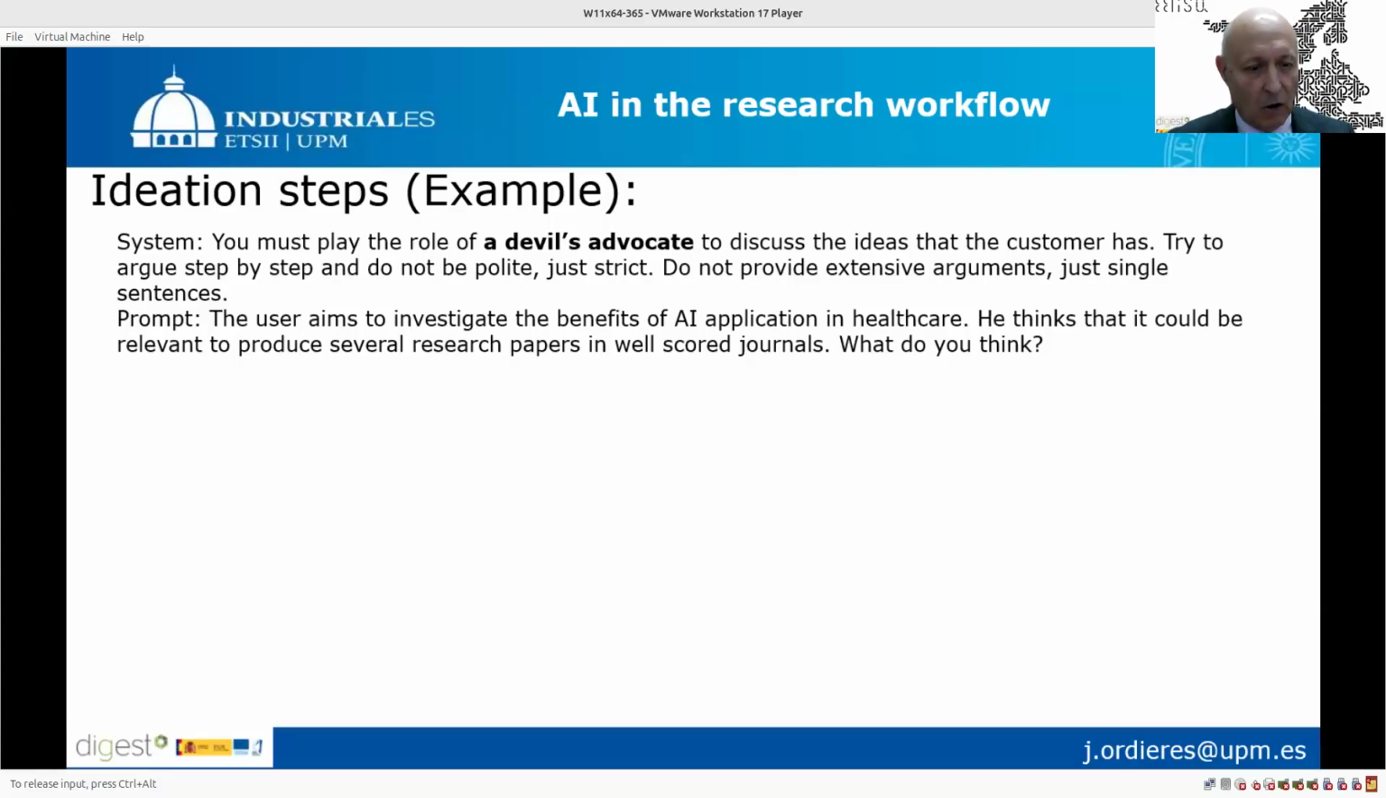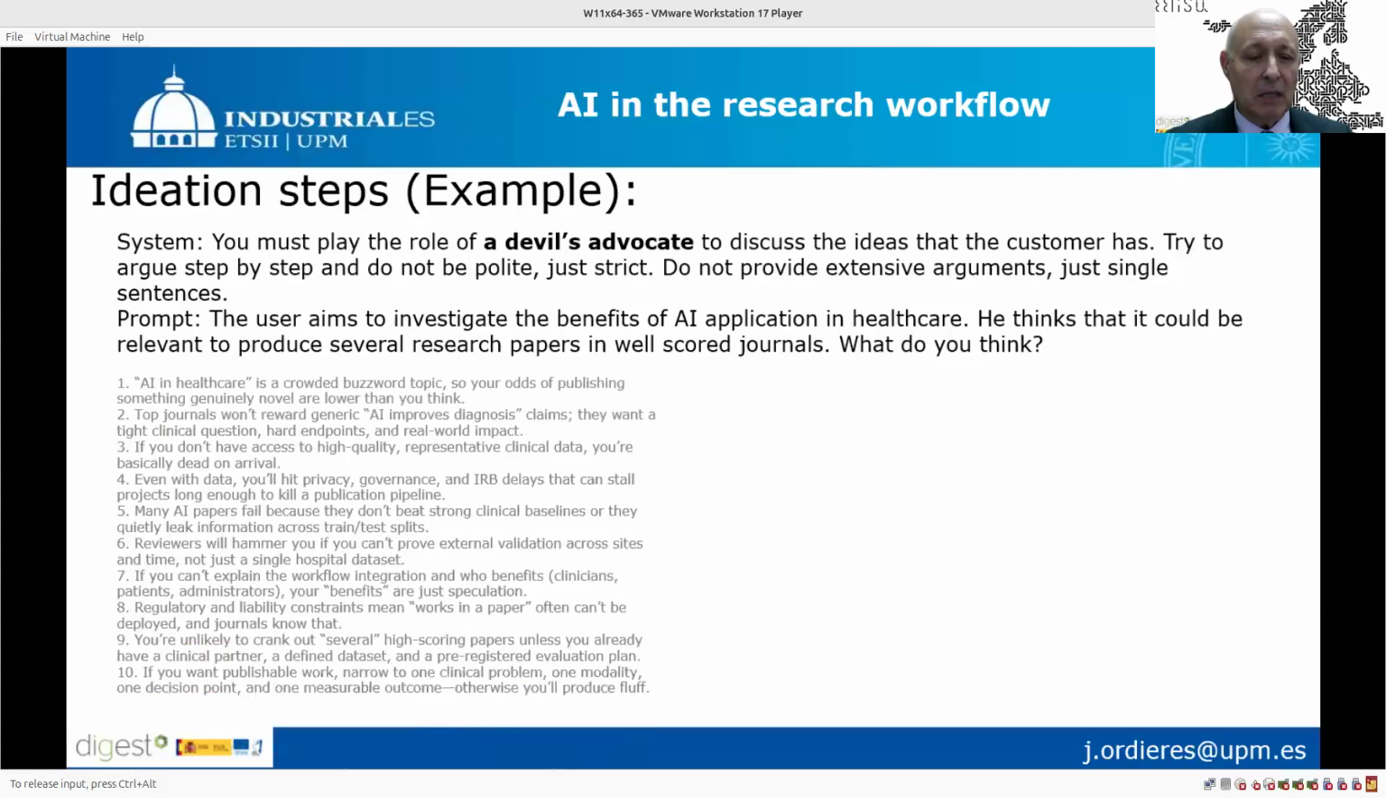And then the prompt, so the question from the user, will be: I want to investigate benefits of AI application in healthcare because I think it will be relevant to produce several research papers in well-scored journals. What do you think? What do you think, LLM, as an assistant? Well, you see here, first of all, the answer from ChatGPT 5.2.